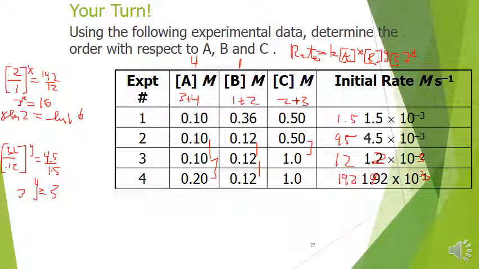Okay, for C. All right, how do we do this one? Okay, so we're going to use 2 and 3. So we're going to use 1 over 0.5, to the z power has to equal 12 divided by 4.5.